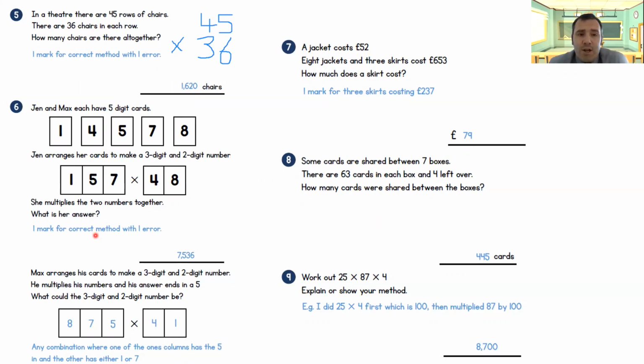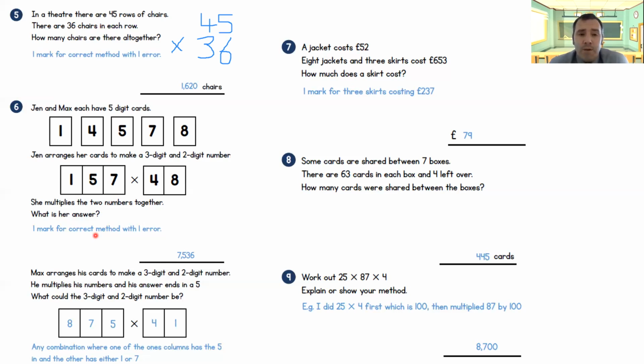So Max arranges his cards to make a 3-digit and 2-digit number. He multiplies his numbers and his answer ends in 5. What could the 3-digit and 2-digit number be? What we need to make sure is that the 2 numbers in the ones column, when we multiply them together, end in a 5. So they're in the 5 times table. We get that by having 5 times 1 or 1 times 5, 7 times 5 or 5 times 7.